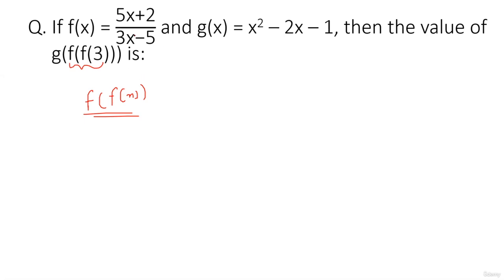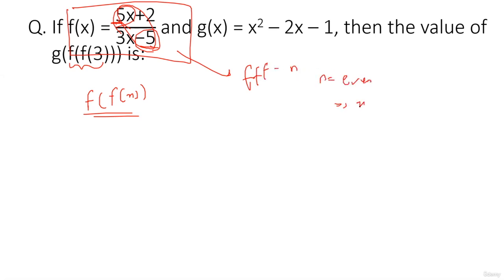So guys, observe that here f of x is basically 5x plus 2 upon 3x minus 5. It is exactly the same or a similar question to the one we solved previously, right? Where these two coefficients cancel, like a and minus a in this case. So whenever this happens, what did we learn? f of x applied n number of times, when n is even, is simply equal to x, right? So f of f of x applied twice will be equal to x. So f of f of 3 will simply be equal to 3 only.